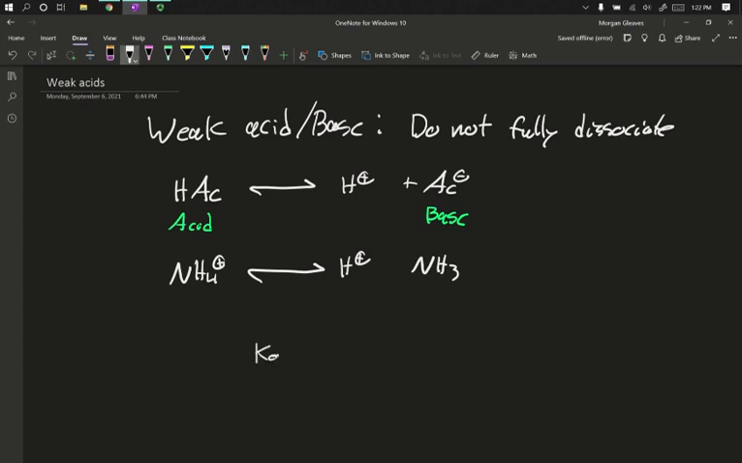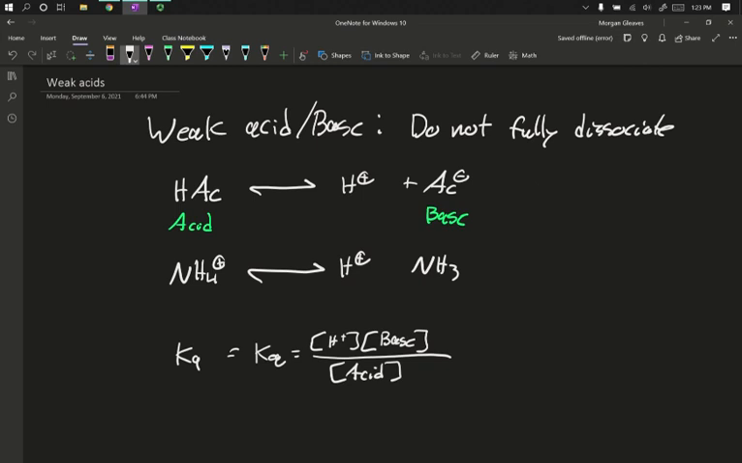Remember that the K of equilibrium is equal to the product over the reactant. Well, our products, when we write our acid breaking apart, is H plus and base over our acid. When we arrange an equation like this, with the acid being the reactant and the H plus and the base being the product, we call that equilibrium constant the Ka, the equilibrium constant of the weak acid.